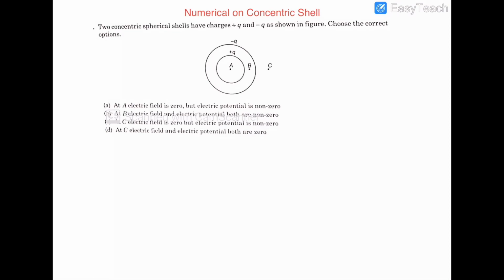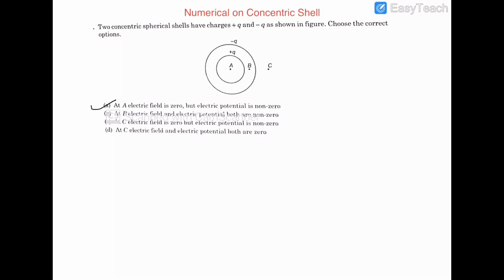In this question, we are given two concentric spherical shells carrying charges plus Q and minus Q. We have to choose the correct options. We might have a number of correct options. So we can read these options and check whether they are correct or not. See, our first option is: at A, electric field is 0, but electric potential is non-zero.